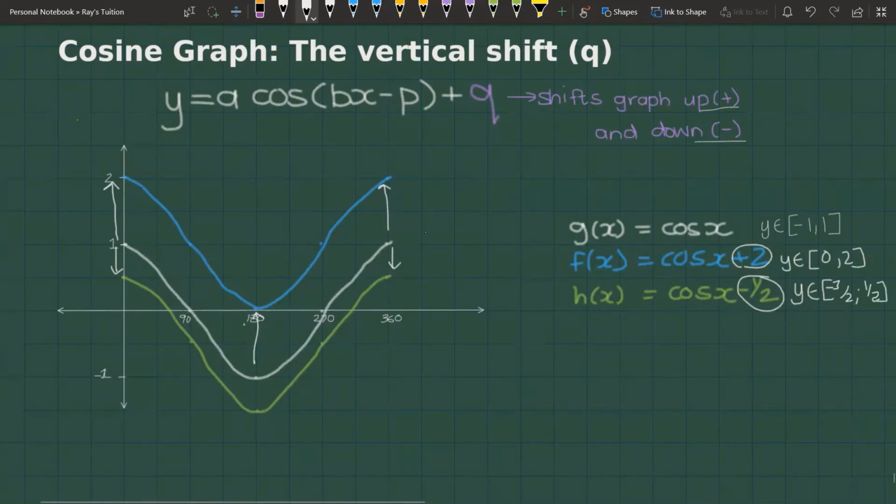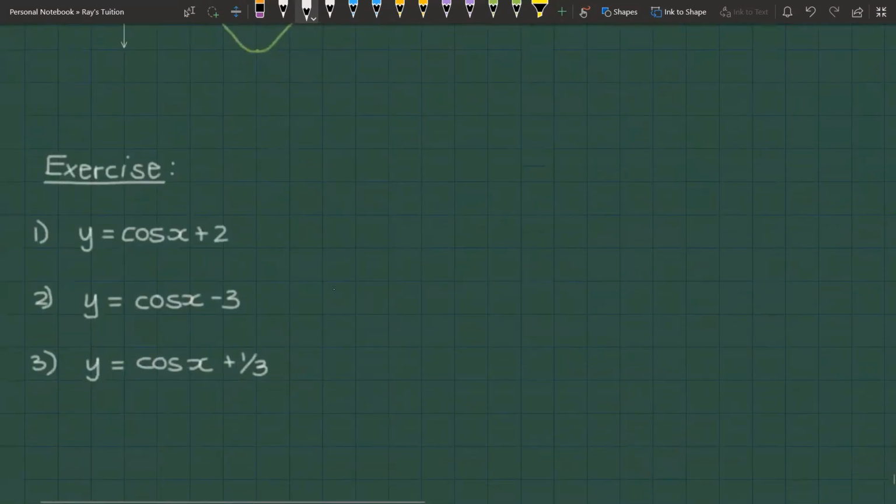Let us have a look at some examples. Over here we have different equations and we have to state the range. In the first case we have cos x plus 2. So this graph has been shifted 2 units up. The range has also been shifted 2 units up, so it will be y is an element from 0 to 2. In general, the range of a shifted graph, if it's only been shifted up, will be -1 plus q and 1 plus q.